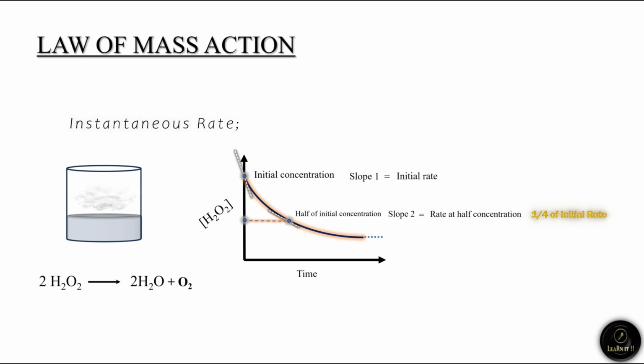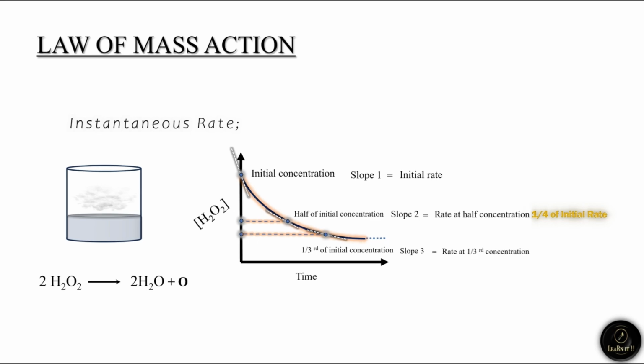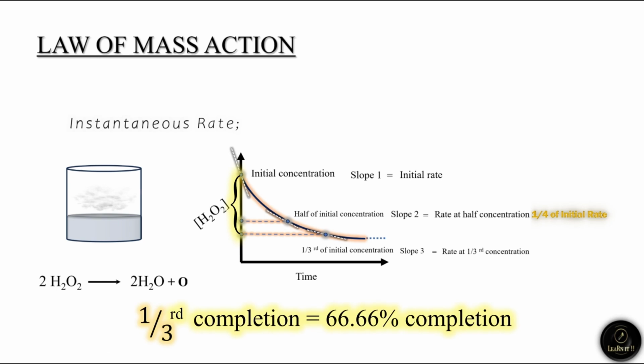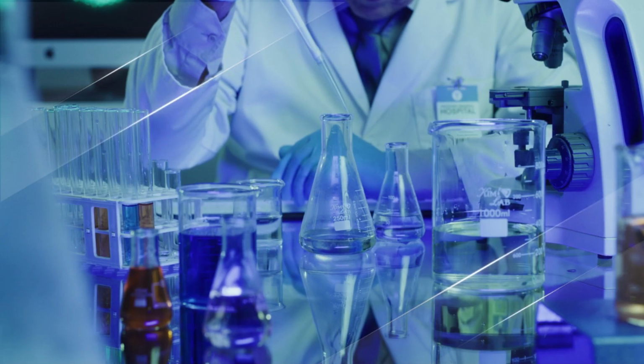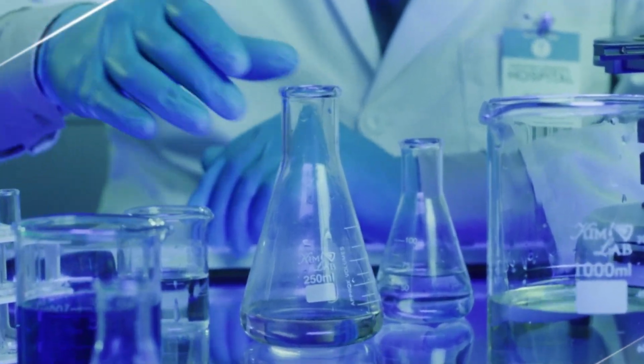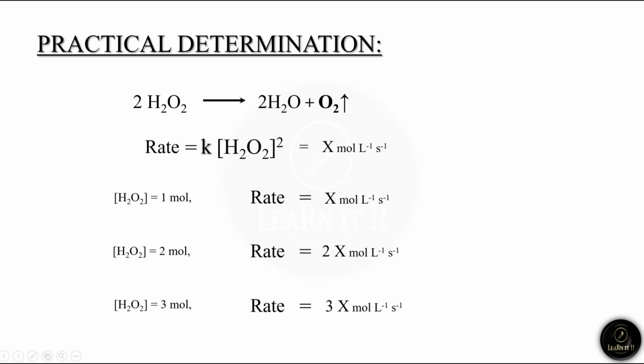If the concentration of the reactants is reduced to 1/3 of its initial concentration, or you can say that if the reaction is 66.66% completed, then the rate of the reaction or the speed of the reaction is reduced by 9 times. So all these predictions are based on the law of mass action. When scientists perform these reactions in the lab, they got different results.